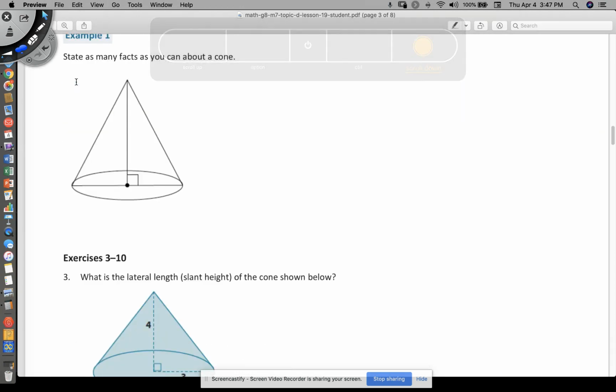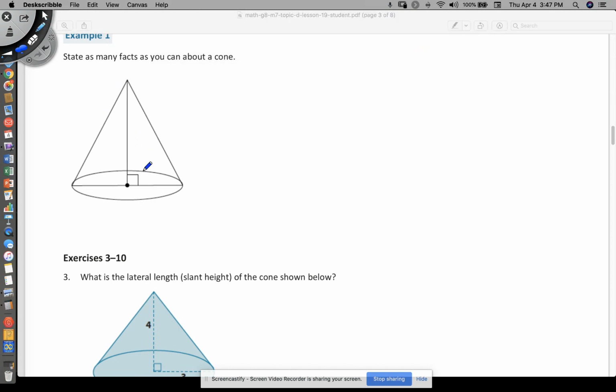Example 1, state as many facts as you can about this cone. All right, so a couple things we know. Well, what's this called? That's called the height. This is called a side. Going halfway across is called a radius. Going all the way across is called the diameter. So that's the parts I can label.